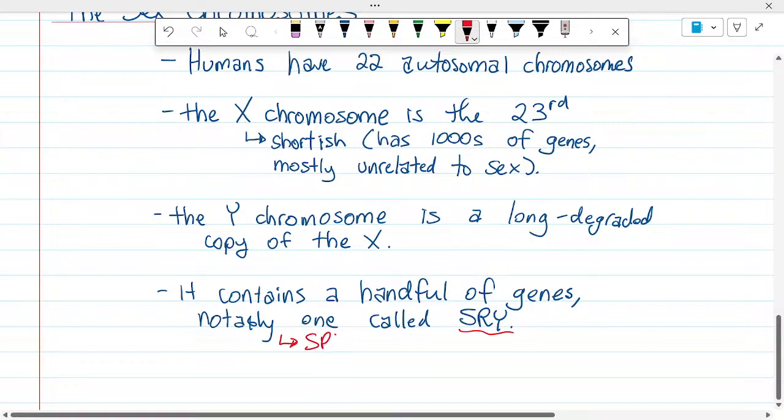Okay, and we're going to note SRY activates testosterone release during development.